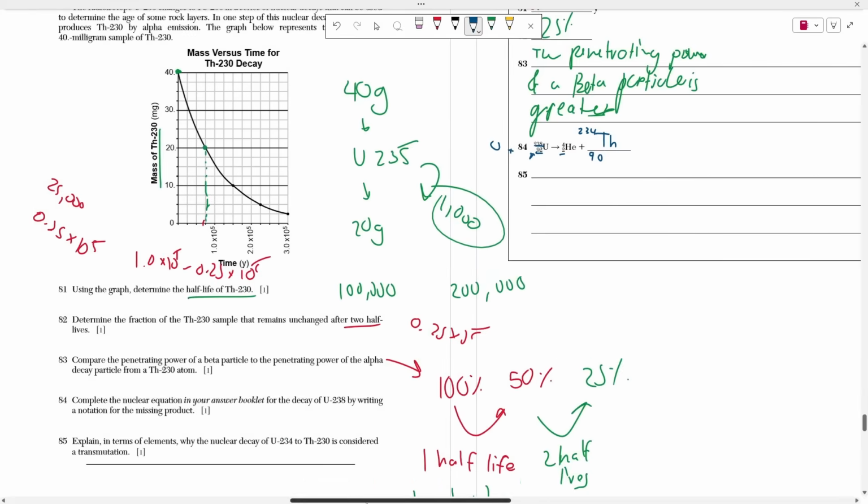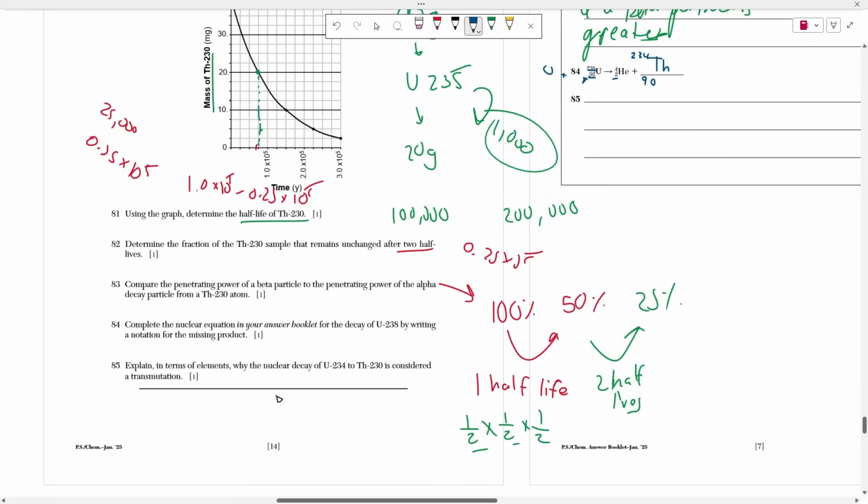All right? Number 85 says, explain in terms of elements why the nuclear decay of U-234 to thorium-230 is considered a transmutation. So when you talk about a transmutation, you're transmutating, right? Or you're mutating. Think about mutation. Well, what does it mean if you're a mutant? Well, you're changing, okay? Specifically, you're changing the type of atom that you are.